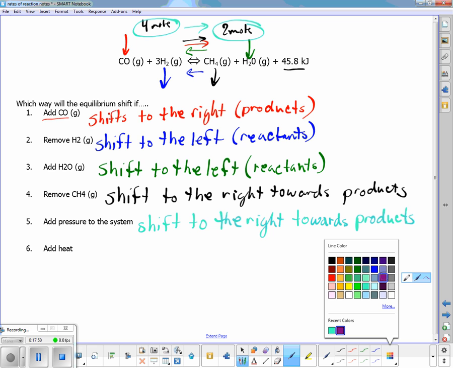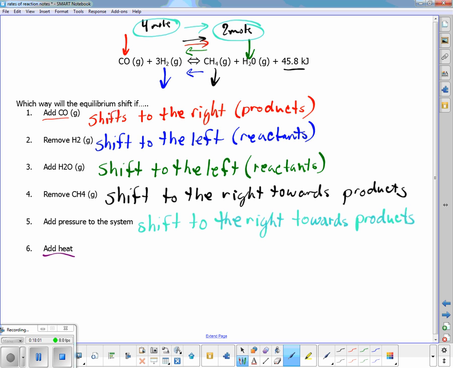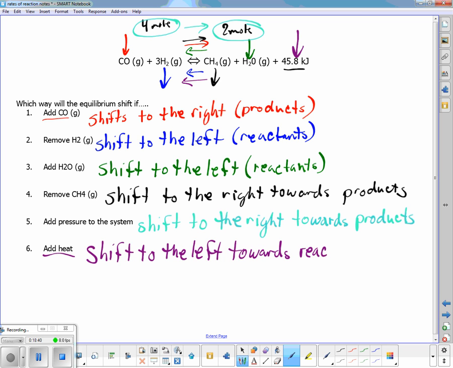Pick another color, purple. Add heat. Ooh, which one was heat? Okay, so I'm adding joules, heat. Now what? What am I shifting? Show me, tell me with your fingers. I see only a couple. I'm making a pile here. Dad's making me move it. Move it, move it, move it. Shifts to the left. Toward what? Reactants, good.